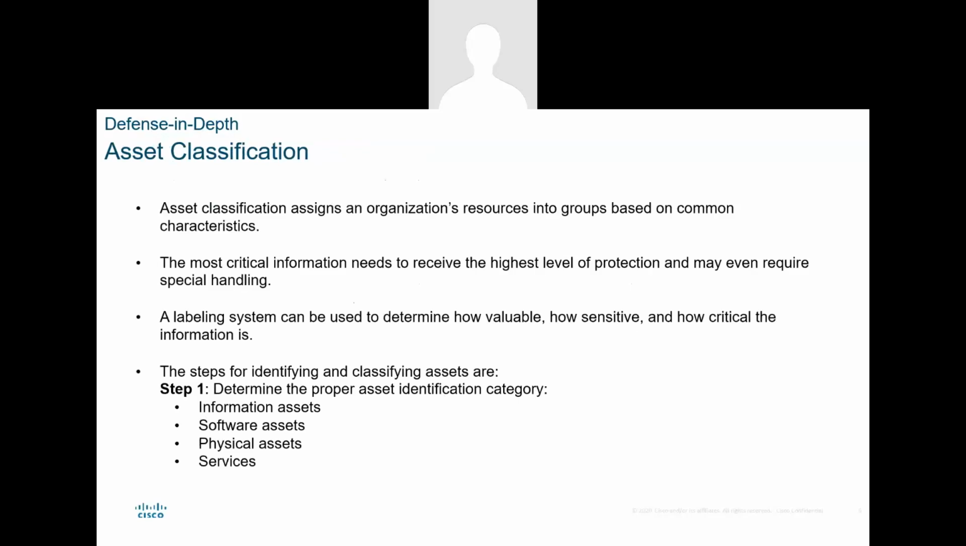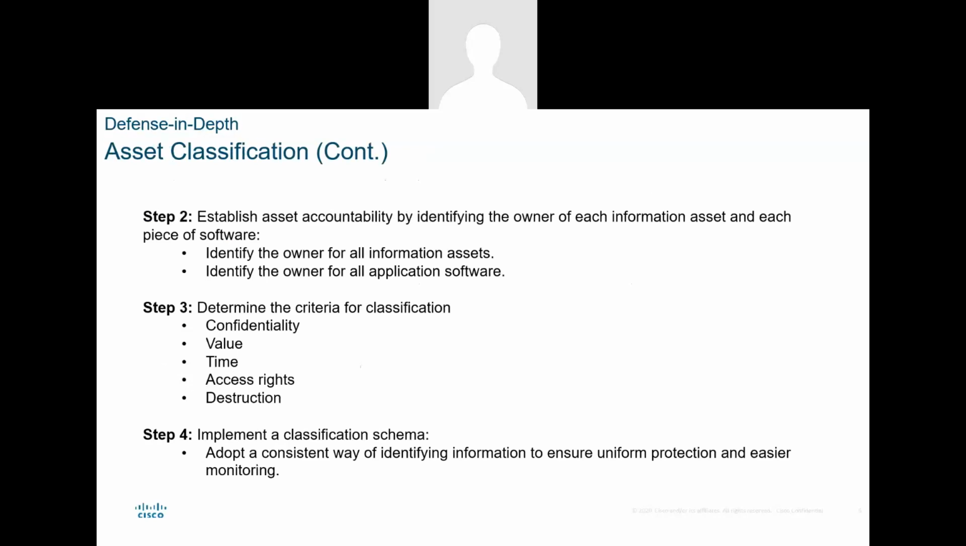You want to identify the type of asset, whether it is information, software, physical assets, or services. Next, you will assign ownership to ensure accountability, so you'll identify the owner for all the information assets and the owner for all the application software. Then you define the criteria for the classifications, like confidentiality and the value, time, access rights, destruction. And then finally, the fourth step is to implement a consistent labeling system for easy monitoring. You want to do this to make sure that you have uniform protection throughout your assets.